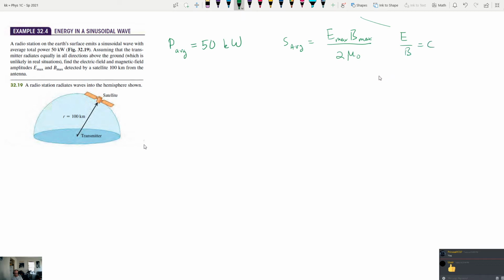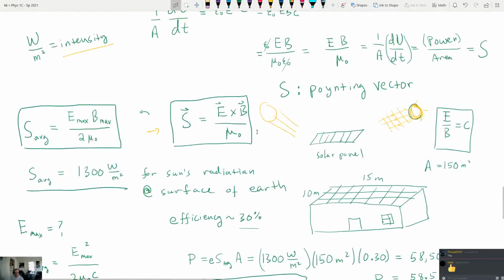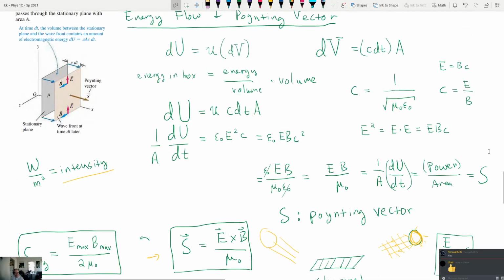And probably also the fact that S average is basically average power divided by area. And why is that? Well, if we go back to right here, the Poynting vector is basically just power per area.